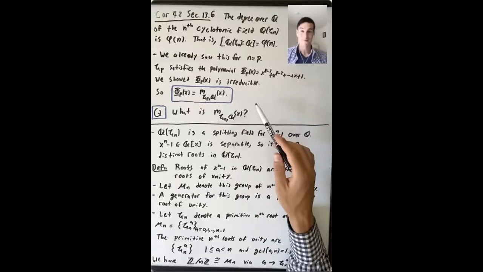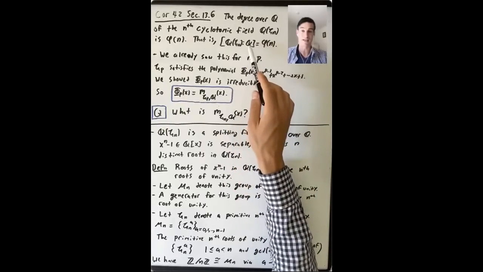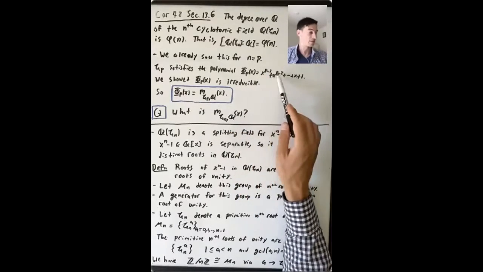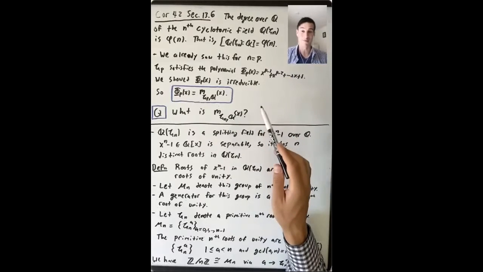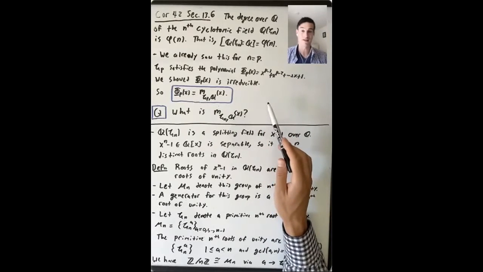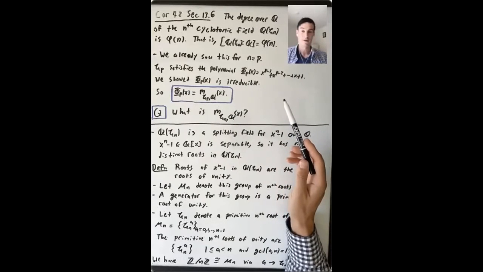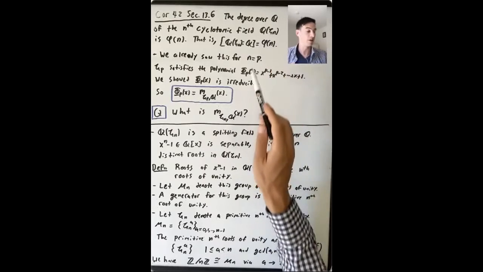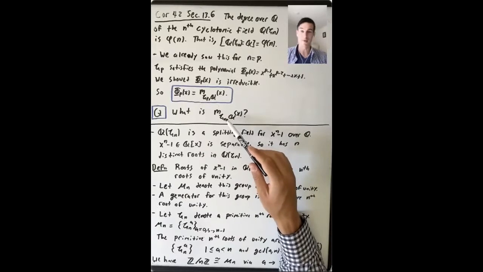So the degree of the minimal polynomial is the degree of the field extension Q adjoins zeta p over Q. So this has degree p minus 1, which is Euler phi of p, the number of positive integers less than p that are relatively prime to it. So if we want to compute the degree of the nth cyclotomic field over Q in general, we're going to need to know what is the minimal polynomial of a primitive nth root of unity over Q.